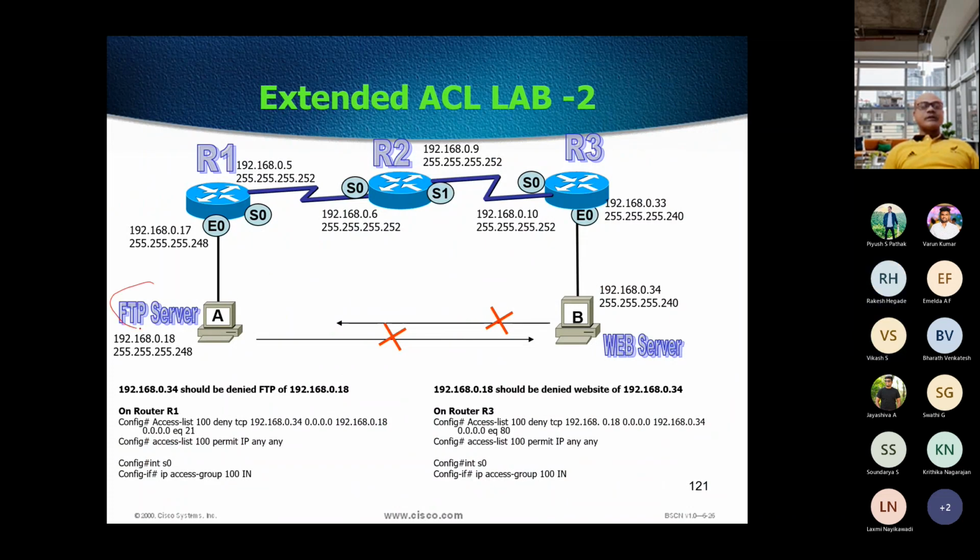By seeing this topology, we can understand that this is my FTP server, which I am writing as 0.18. And this guy is 0.34. When these guys access this guy, it should get blocked. But they can ping to each other. But they cannot access the web server. They cannot access your FTP server.